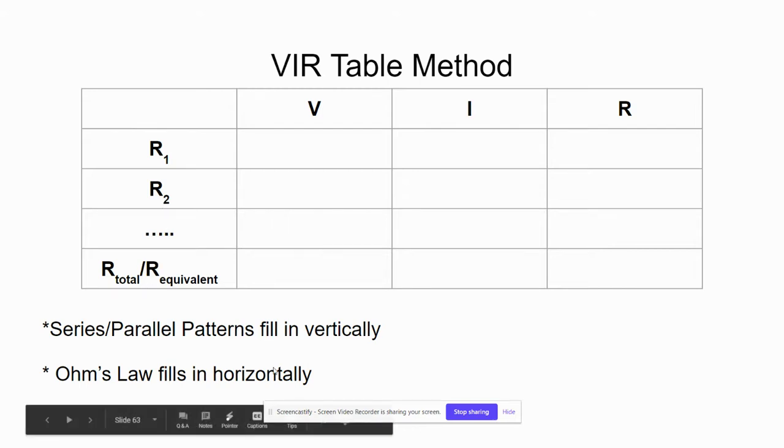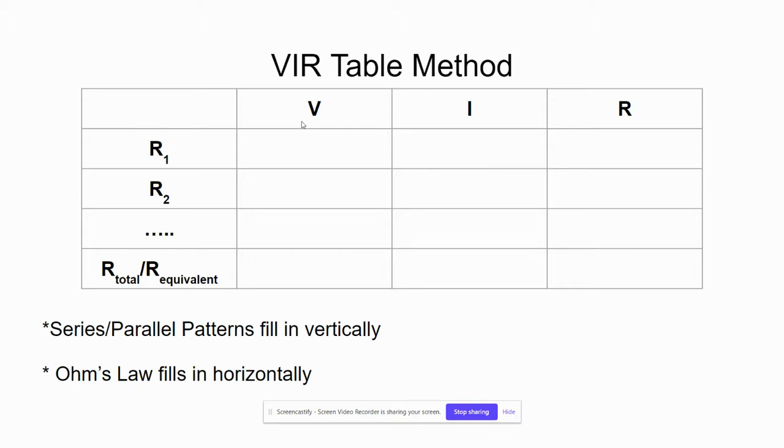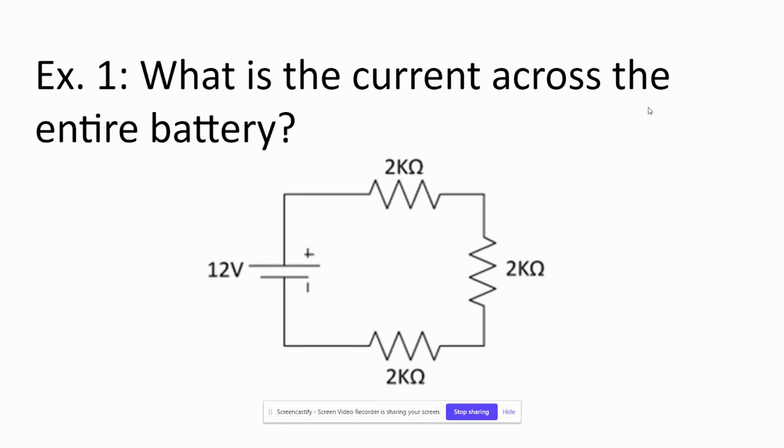So to fill this in, it's almost like a Sudoku puzzle where we can use those series and parallel patterns to fill in vertically, because we understand the patterns of voltages, currents, resistors across the circuit. But horizontally, we also know the relationship between voltage, current, and resistances. So, to see an example, let's say we're looking at the circuit like this. What is the current across the entire battery?